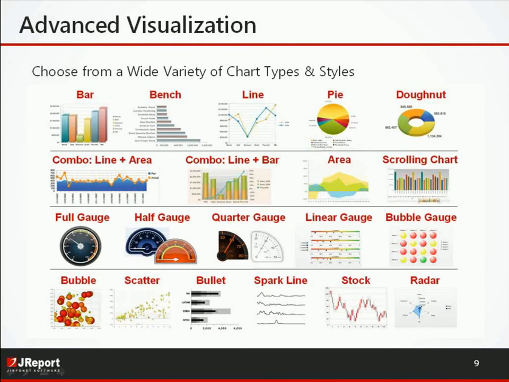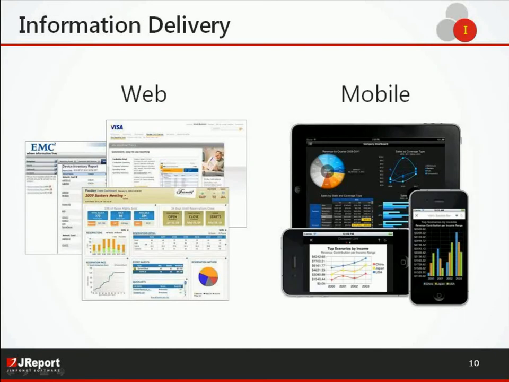Here's a sample of some of the visualization chart types and styles we offer. We can give you a variety, over 40 types of charts, from bar, bench, and line, which are the more basic ones, to the more advanced chart types like spark line, stock line, and radar. And we'd be happy to set up a custom demo to show you these chart types and styles.